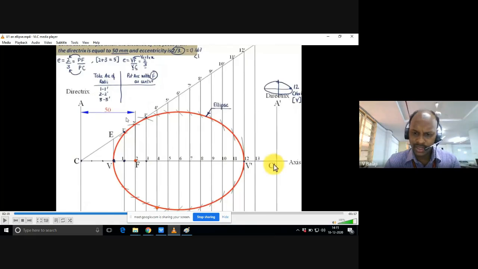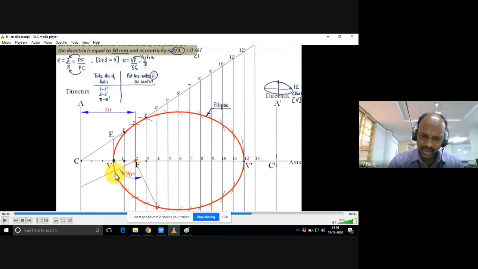Then thereafter, the important thing is we need to know how to draw normal and tangent. Suppose you take any point on the curve, where we have already drawn the elliptical curve. I am showing you. Join that point to the focus like this. I have joined the focus and I got one line here, right? Perpendicular to that line, I need to draw one more line onto the directrix at an angle of 90 degrees.